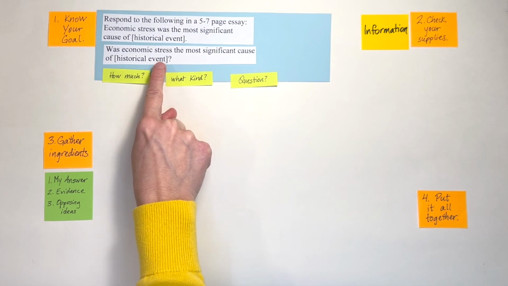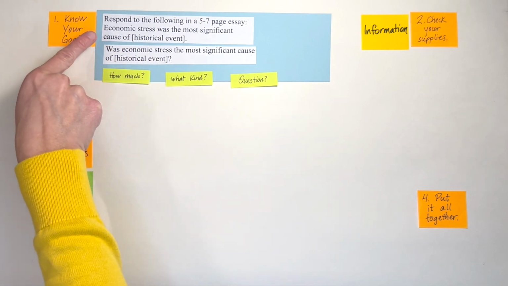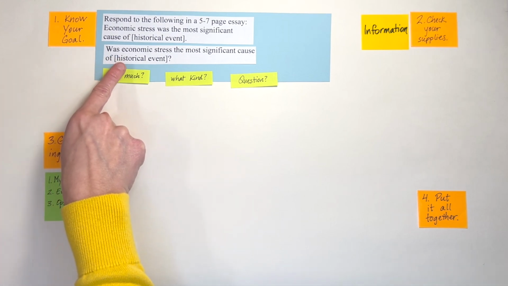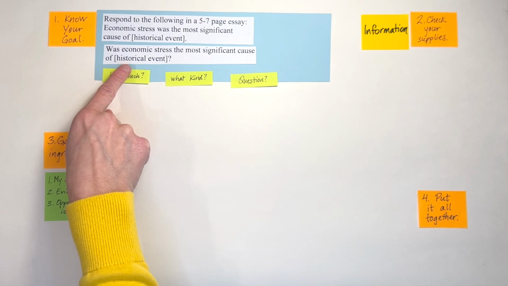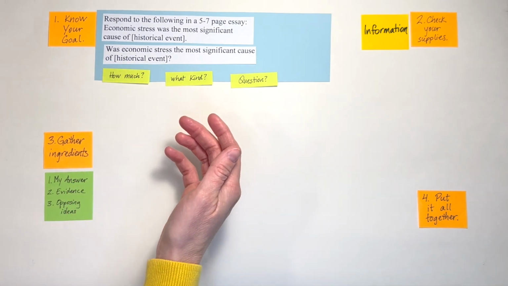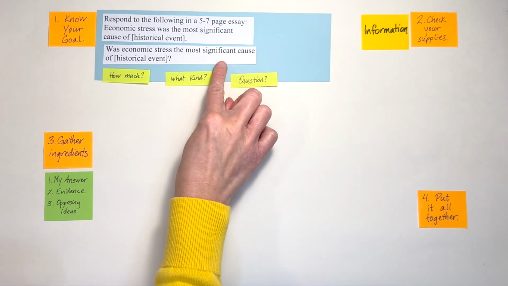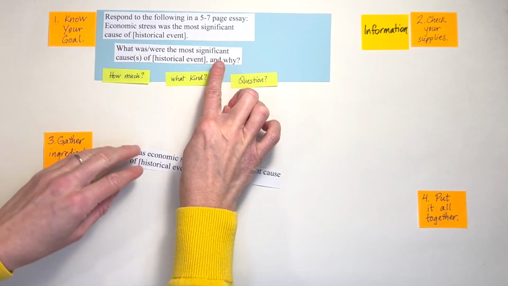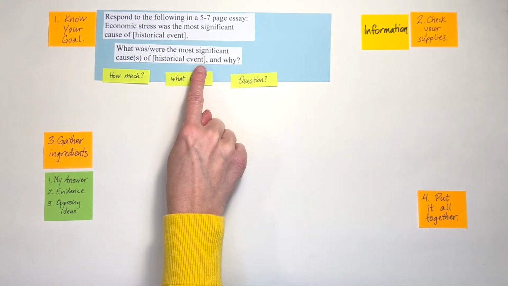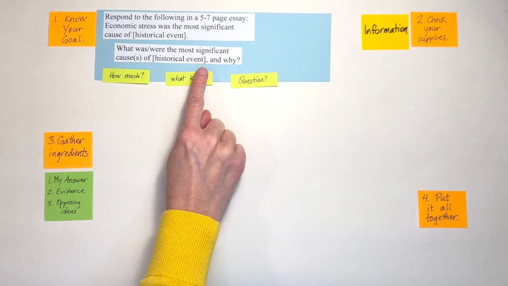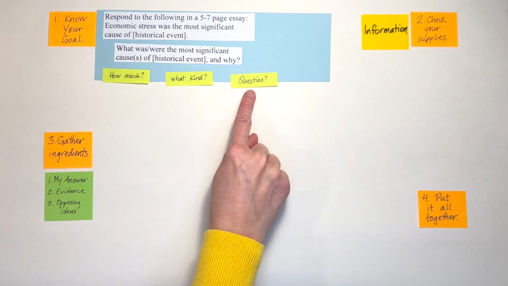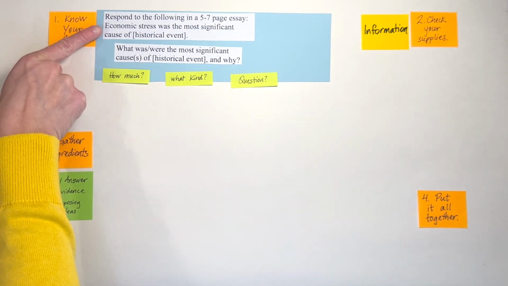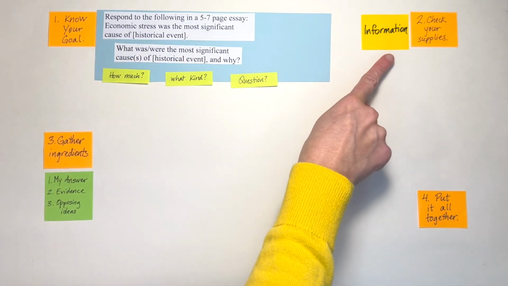And instead of saying economic stress was the most significant, you can just ask, was economic stress the most significant? And that would work because there could be multiple perspectives on that. You might agree or disagree or say in some way of thinking yes, in another way of thinking no. But I think it's actually easier to make the question more open-ended to start with. So let's try the question, what was or were the most significant causes of this historical event and why? We might end up going back and saying we agree with the initial idea of it was economic stress, but it also might be other ideas. So that's a good question, and let's move on to step 2.